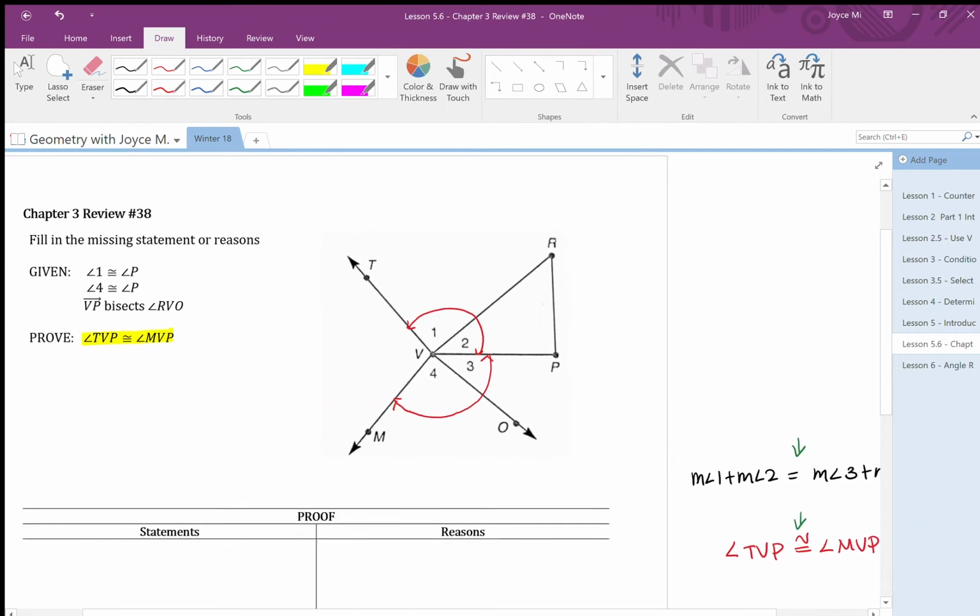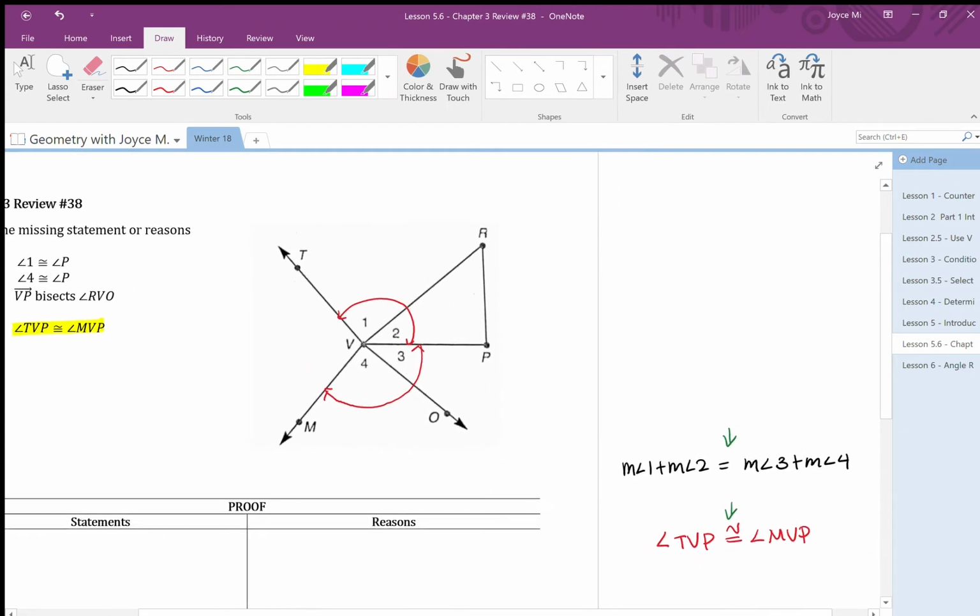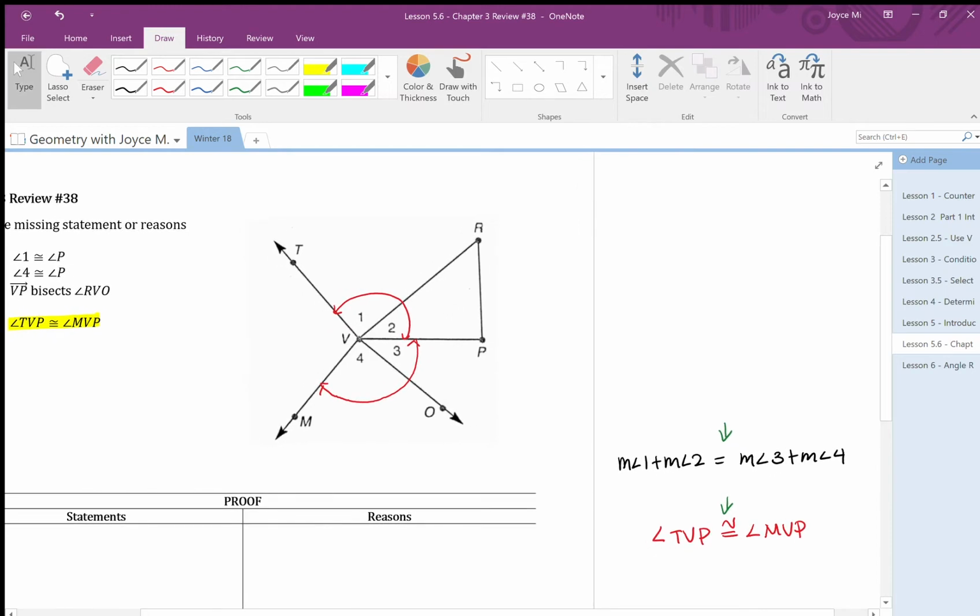We are given that angle 1 is congruent to angle P. I'm going to mark it using green because it's given. So 1 is congruent to P. I also know 4 is congruent to P. Well, 4 is right here. Using these givens, I can make the conclusion that 1 is congruent to 4.